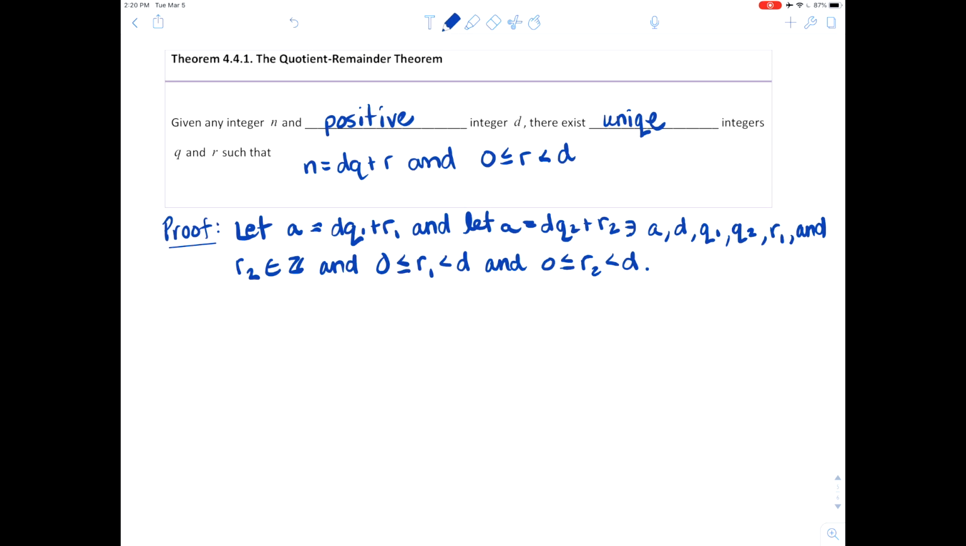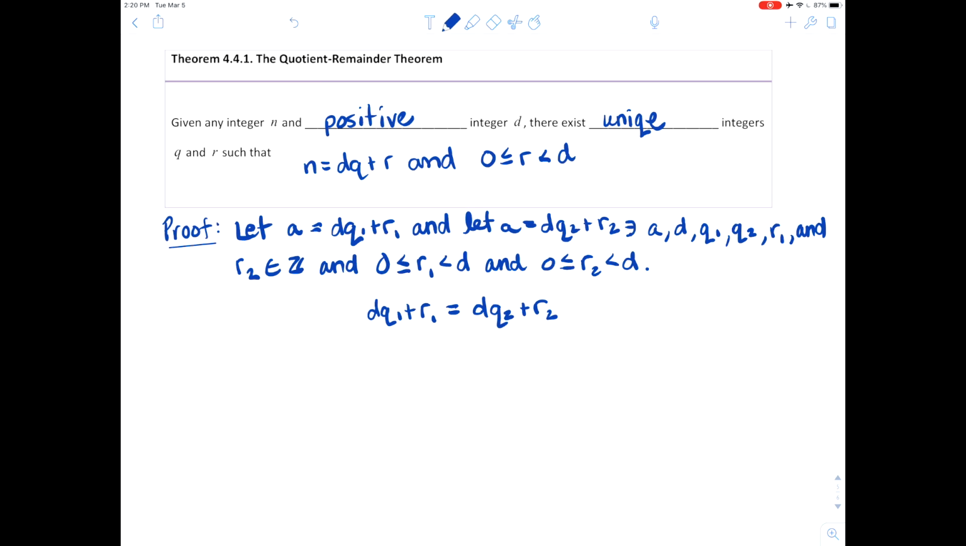So if A equals these two different quantities, can't we set them equal to each other? So what we'll do is we will say that dq1 plus r1 is equal to dq2 plus r2. Now the evil plan here is going to be, we need to show that q1 equals q2, and we need to show that r1 equals r2. And therefore, q and r are these unique integers.